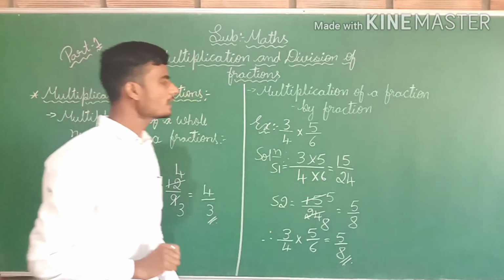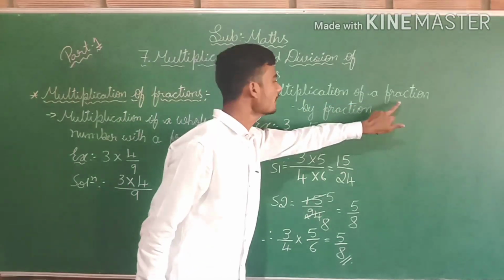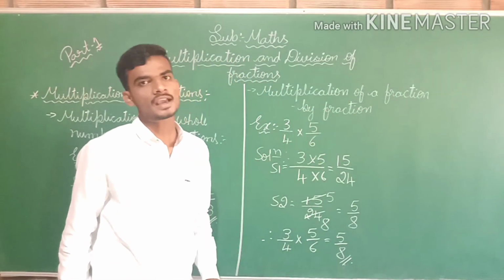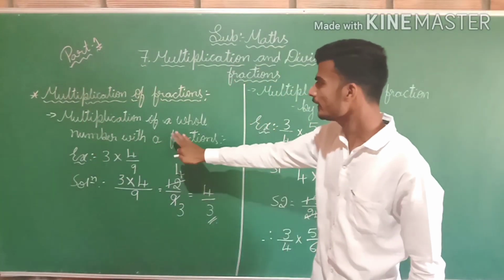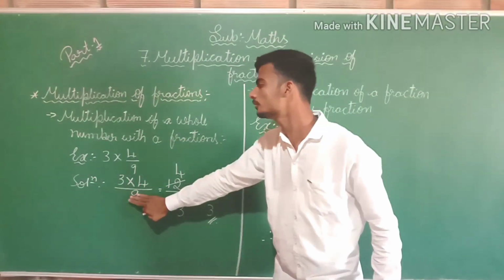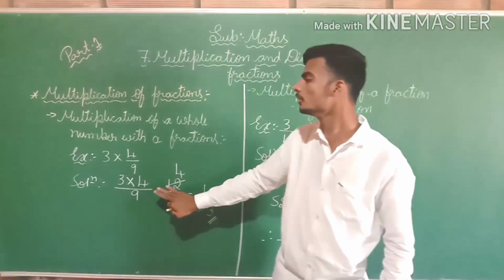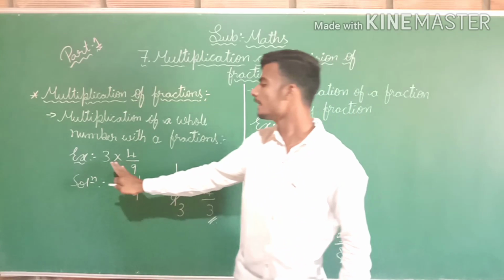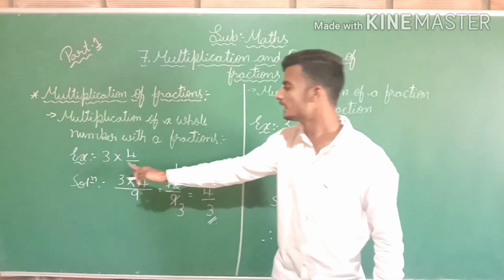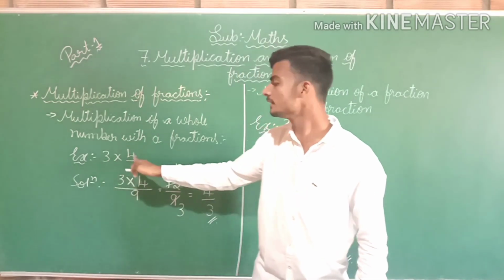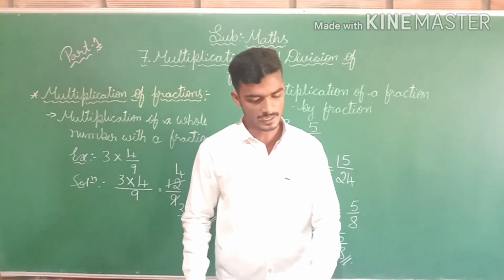This is the way you have to follow while multiplying a fraction by a fraction. Also, the way we followed for whole numbers with a fraction, the same way you have to follow while multiplying a whole number with a fractional number. You have to follow these steps.